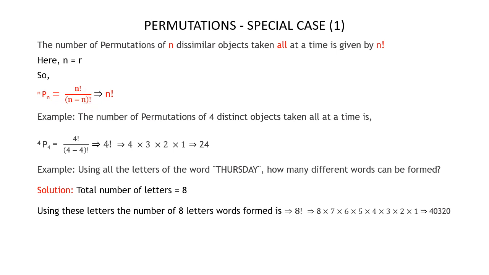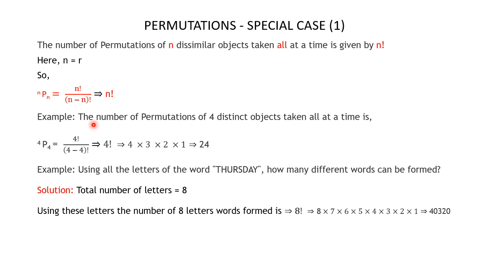Now n minus n factorial is 0 factorial. So now we have n factorial divided by 0 factorial. Now since 0 factorial is nothing but 1, we have nPn is equal to n factorial. So the number of permutations of n dissimilar objects taken all at a time is given by n factorial. Now let's understand this with the help of a few examples.